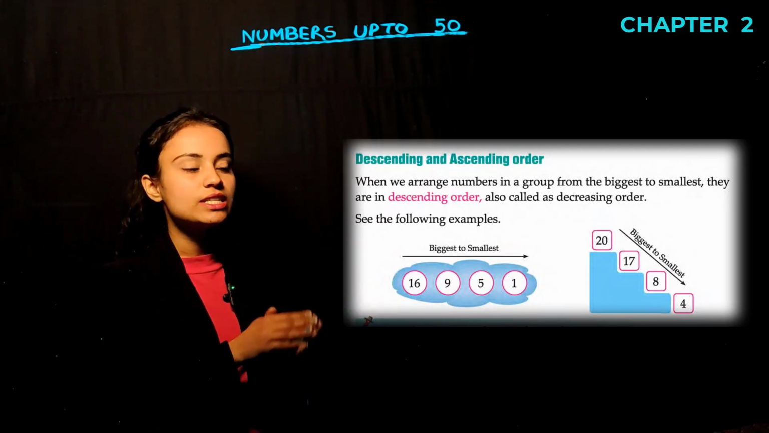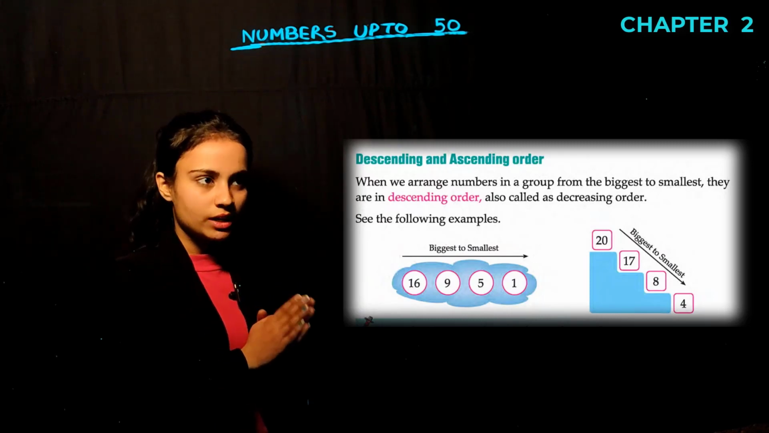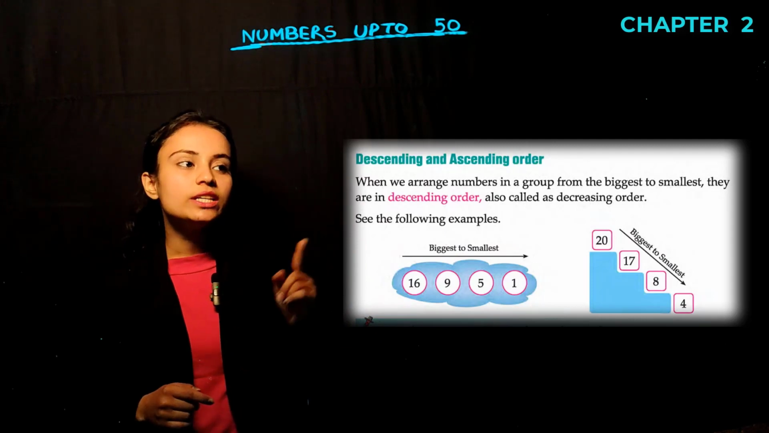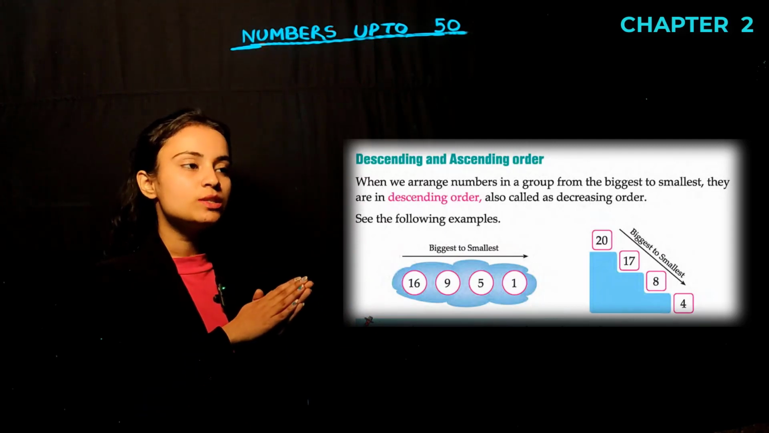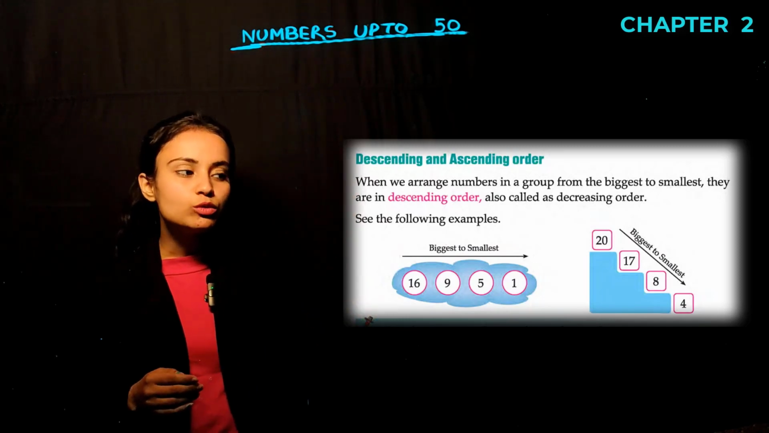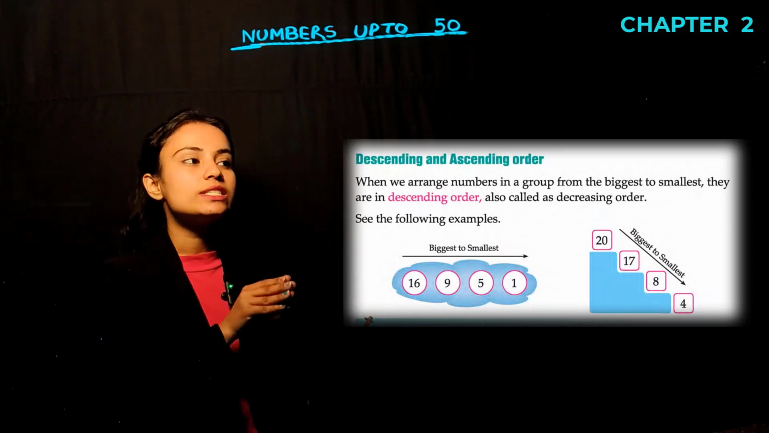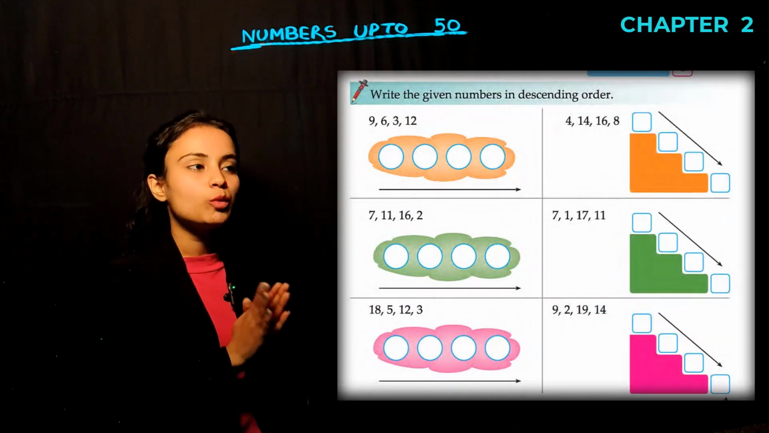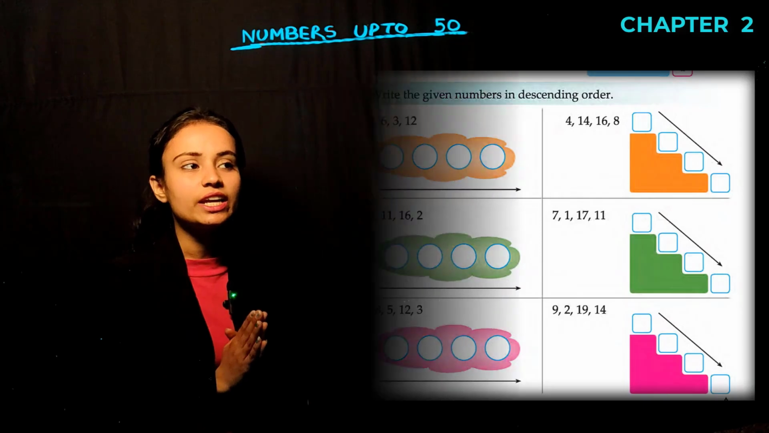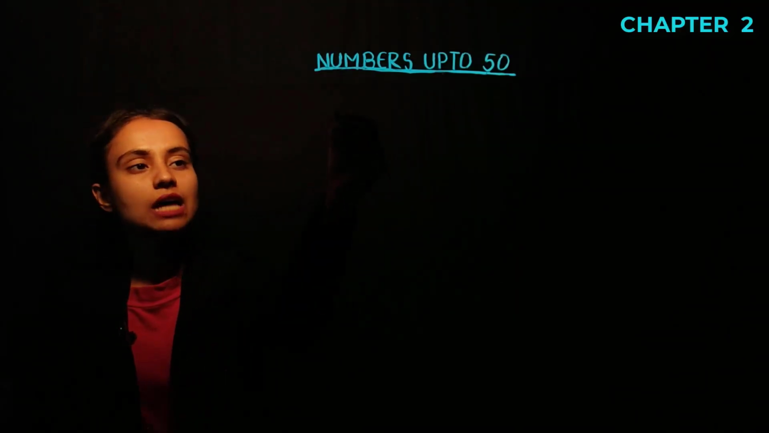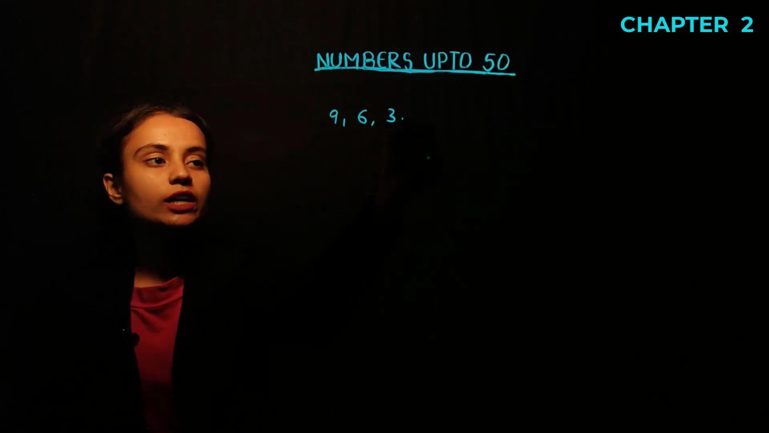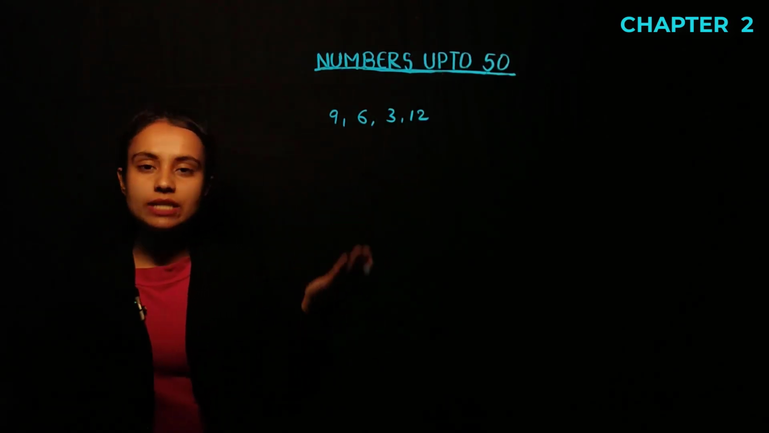Similarly, let's see another example. Here also 4 numbers are given: 20, 17, 8 and 4. Here 20 is the biggest one and 4 is the smallest one. So here also we are moving from biggest to smallest. So it is known as descending order. Next we have some questions in which we have to write the given numbers in descending order. So here the 4 numbers are 9, 6, 3 and 12. We have to arrange them in descending order.